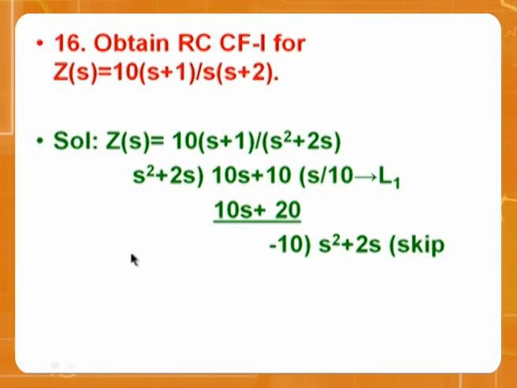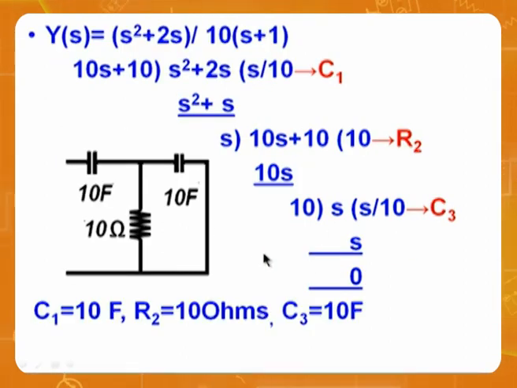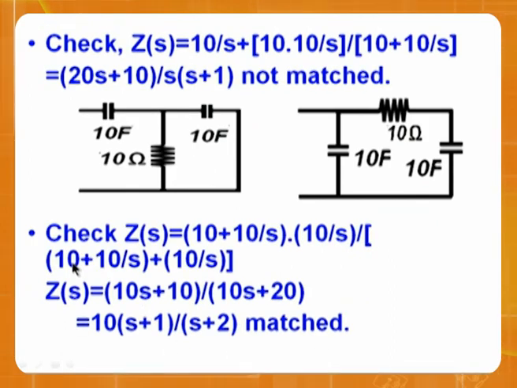Let's go to the 16th question. Obtain RC Foster form, Cauer form 1. Then put it into this. Again you got a negative. Wherever you got a negative, skip it. Then what's the next option? Go for admittance. Instead of doing impedance, go for admittance and you will get s by 10, see here, 10 resistor, s by 10 capacitor. This is the circuit. You can cross check the answers.